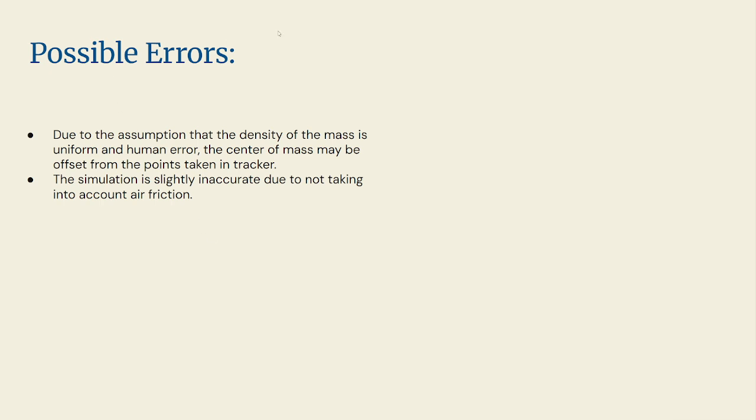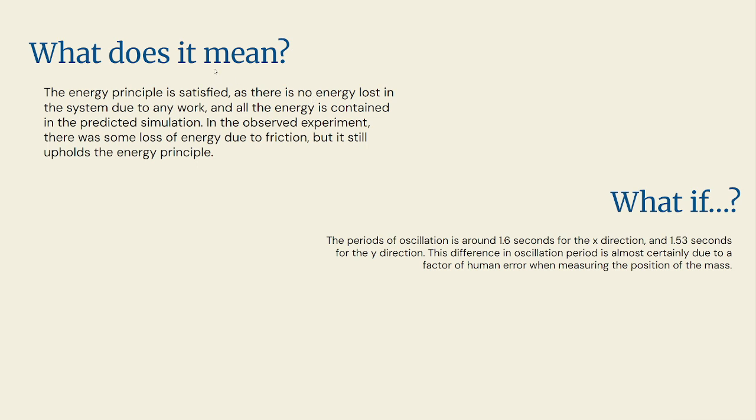Some possible errors were once again human error. Due to the assumption that the density of the mass is uniform, and human error, the center of mass may be offset from the points taken in Tracker, and the simulation is slightly inaccurate due to not taking in external forces such as air friction or other such forces.